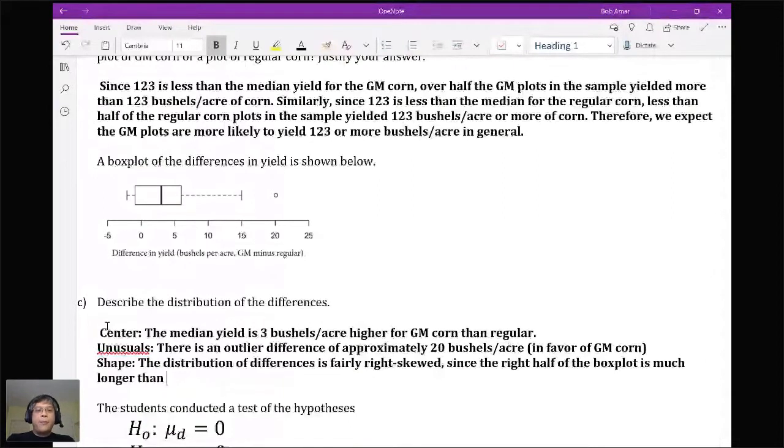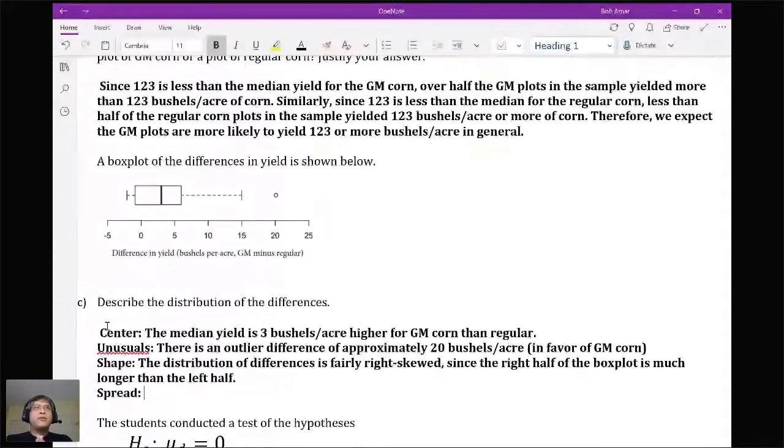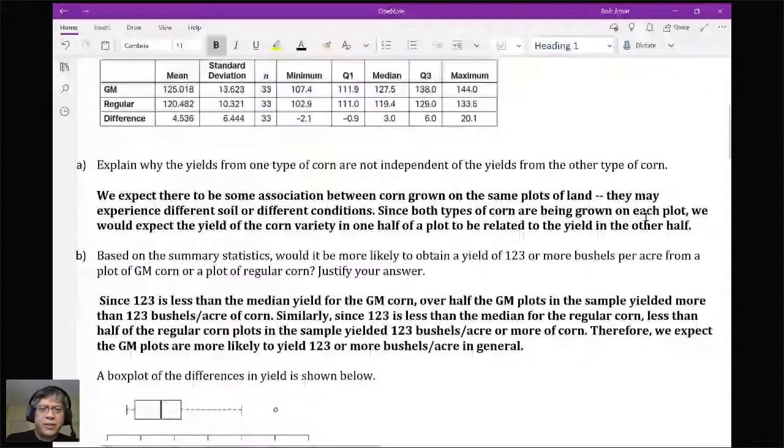And then spread. And by the way, when I wrote these down, I'm making sure to include a little bit of context. So for example, I'm going to underline the part here that's related to the context. When you're describing a distribution, of any kind really, you should be adding context. And finally, the spread.